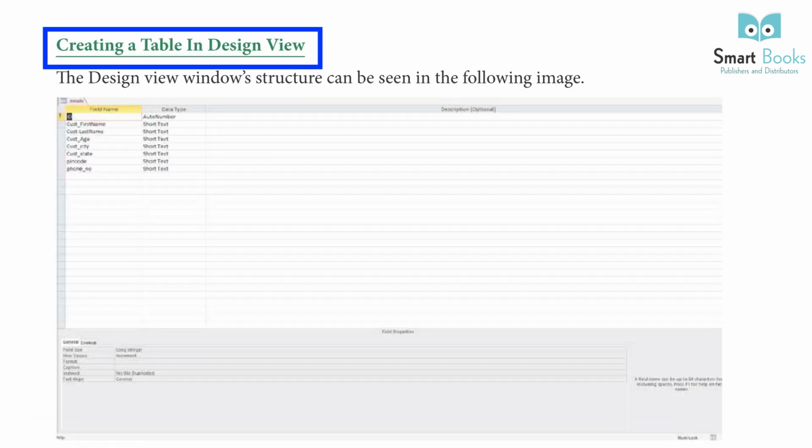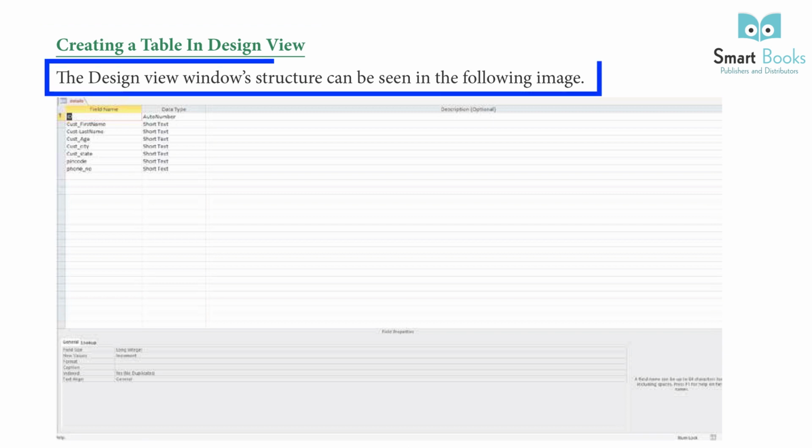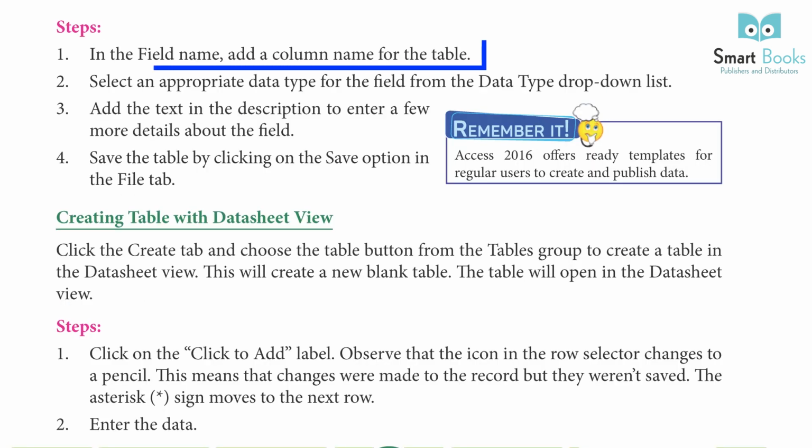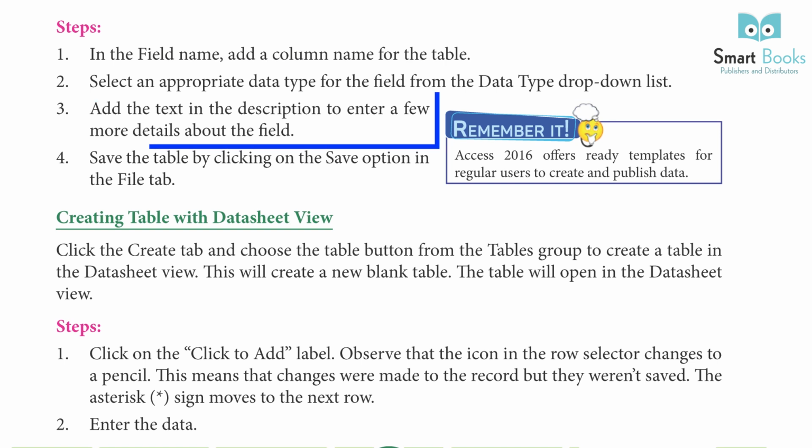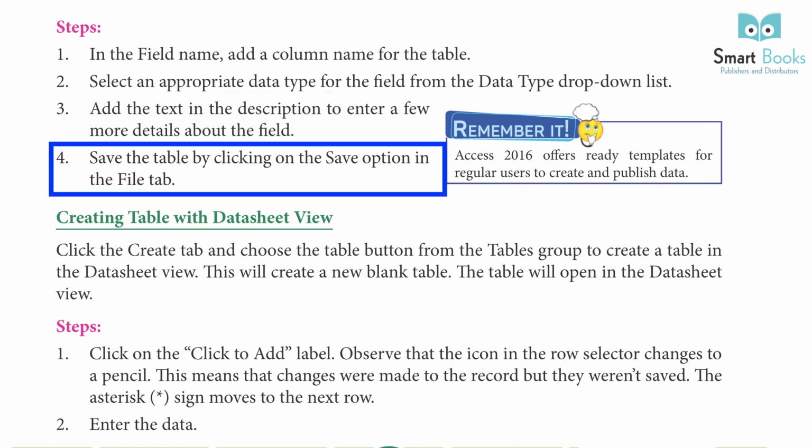Creating a table in Design view. The Design view window structure can be seen in the following image. Steps: 1. In the Field Name, add a column name for the table. 2. Select an appropriate data type for the field from the Data Type drop-down list. 3. Add text in the Description to enter a few more details about the field. 4. Save the table by clicking on the Save option in the File tab.